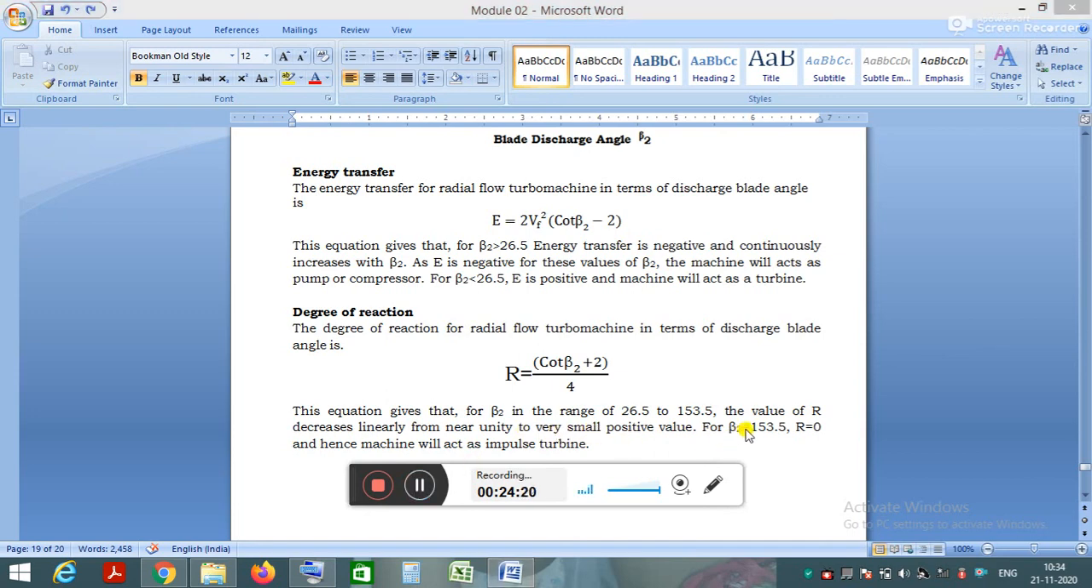At an angle of beta 2 equals 153.5 degrees, the degree of reaction becomes equal, and hence the machine will act as an impulse turbine. That means at 153.5 degrees, the radial flow turbine acts as an impulse turbine. That's all for today.